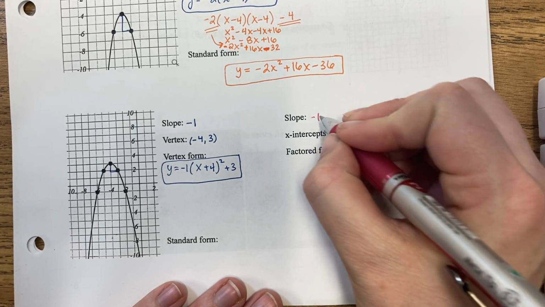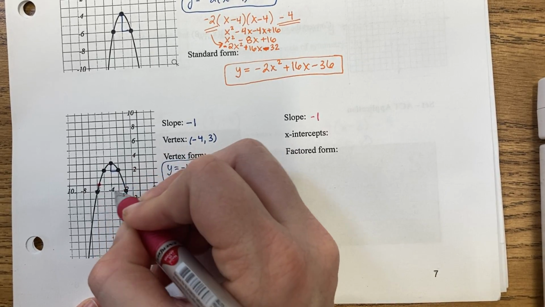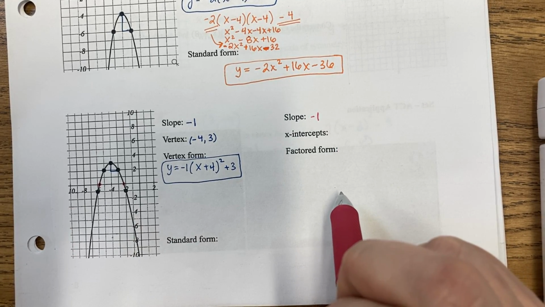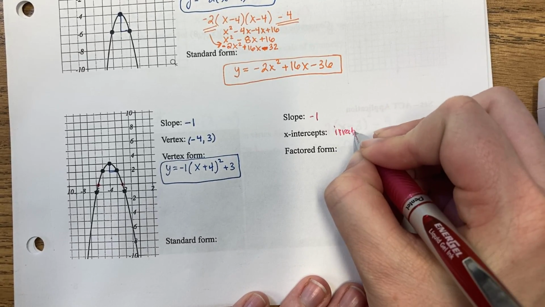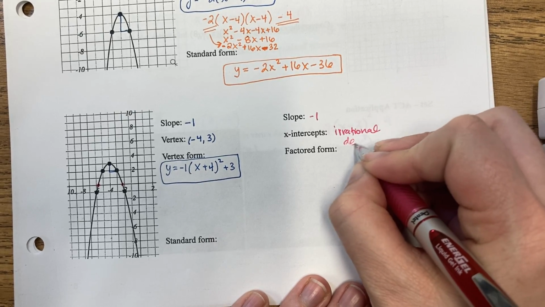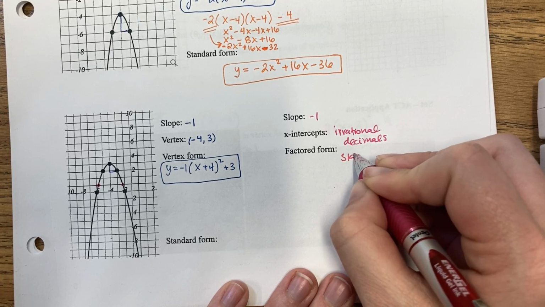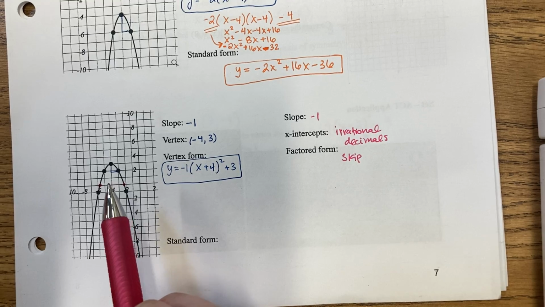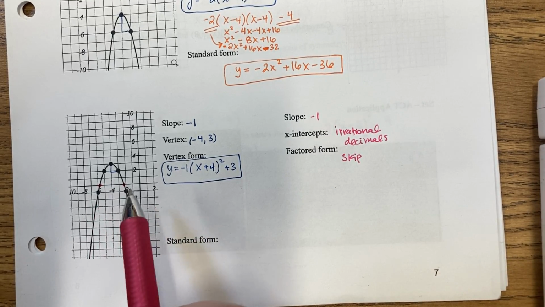Slope for factored form is still -1. My values are decimals. If you want to, you can use your graphing calculator to find them, to then factor. These would be called irrational solutions, or they'll be decimals. We are going to skip whenever they're decimals. Later on, you will learn again how to find the x-intercepts algebraically when you can't visually see them on the graph.